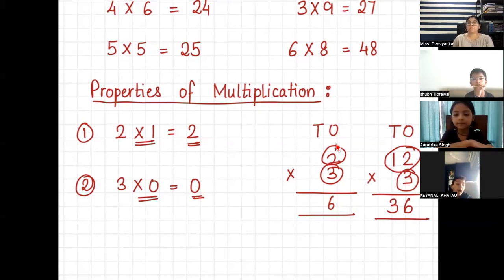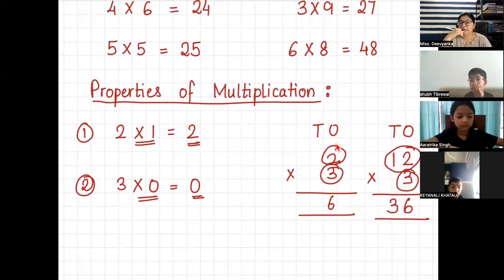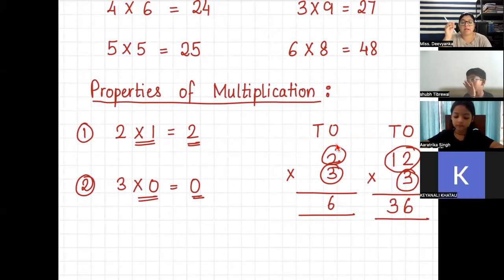Yes, Kenali? Yes. I have a book of tables, so I can learn it anytime. Yes, so start learning them, okay? Because in the next session, I would be asking you tables, everyone. Okay? All right. Now, are we clear how we have to do the multiplication? Aratrika, did you understand? Yes? Okay.